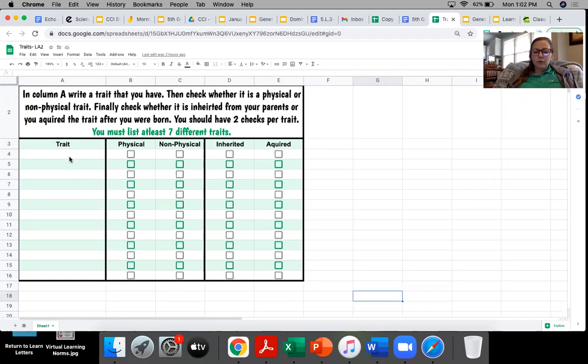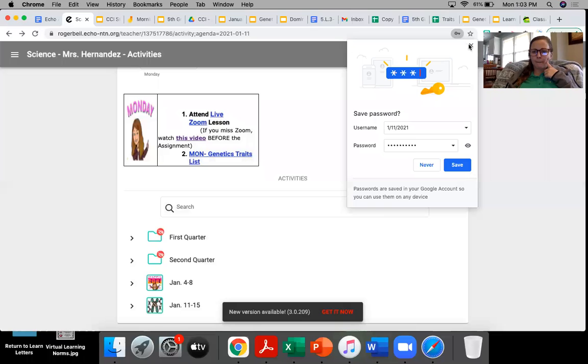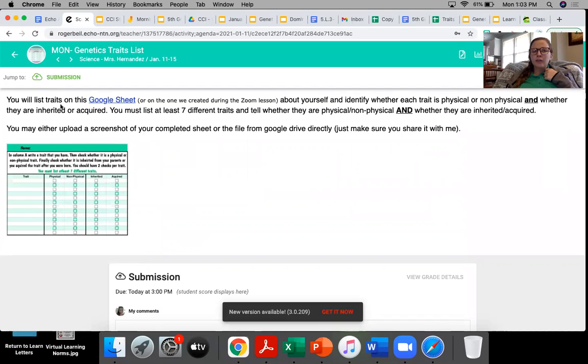Now, in order to get full credit for the assignment today, you have to list 7 traits and analyze them, whether they're physical or non-physical, and whether the trait is an inherited or an acquired trait. In Echo, your instructions tell you when you click on the assignment that you will list the traits on this Google Sheet. We've already made a copy, so don't click on that again. Just go to your slides or your drive and pull it up.